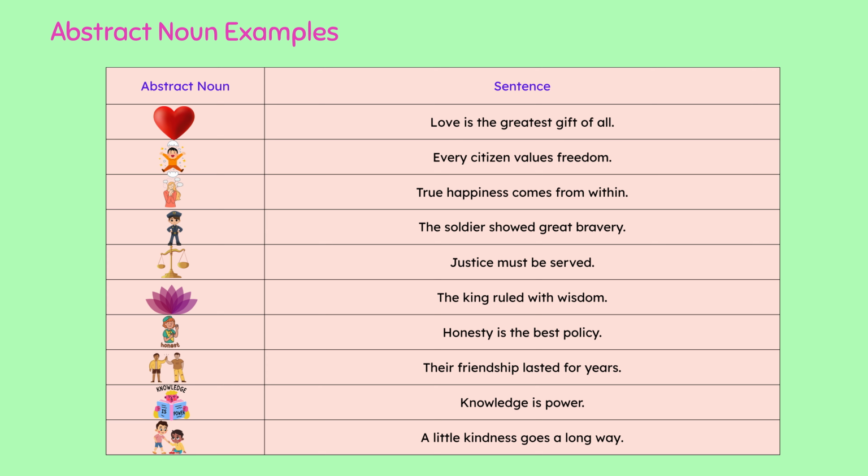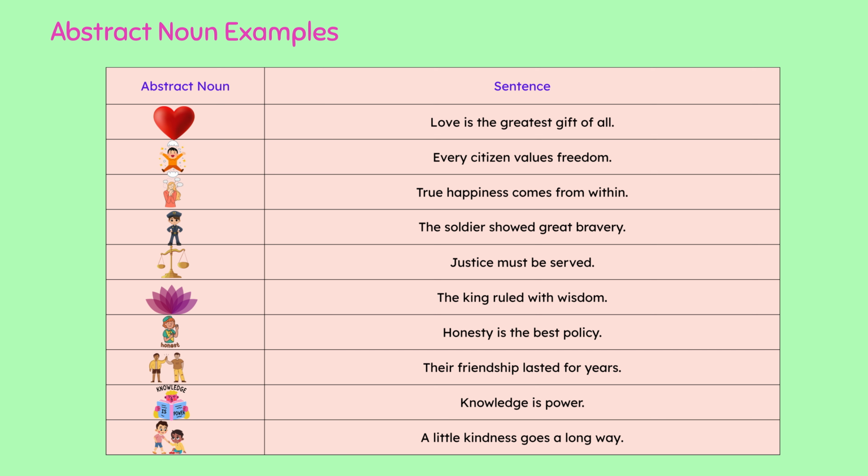Justice is a concept. The king ruled with wisdom. Wisdom is a quality. Honesty is the best policy. Honesty is a value. Their friendship lasted for years. Friendship is a relationship. Knowledge is power. Knowledge is what we know. A little kindness goes a long way. Kindness is a way of behaving.